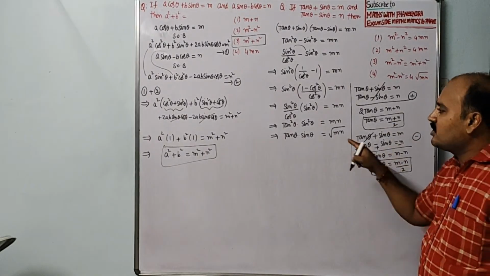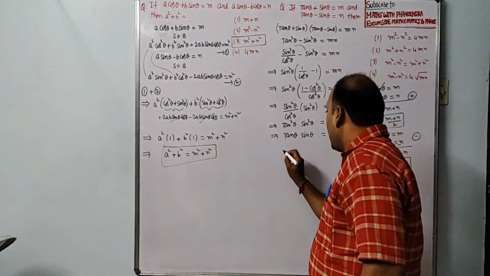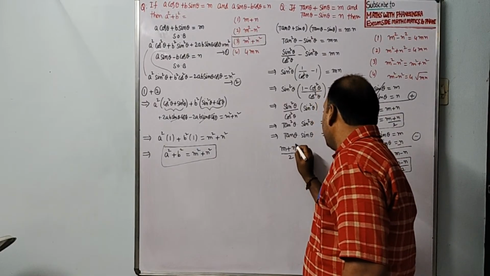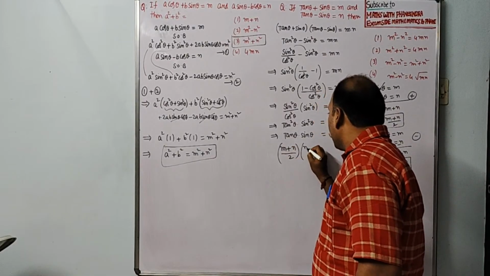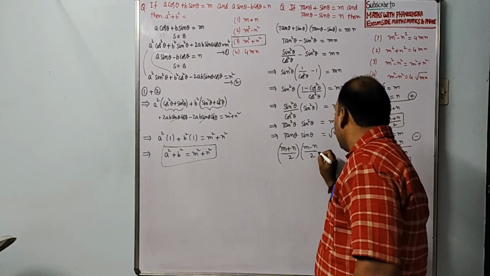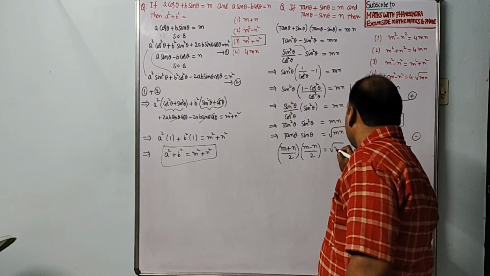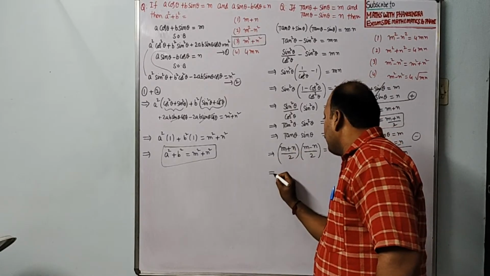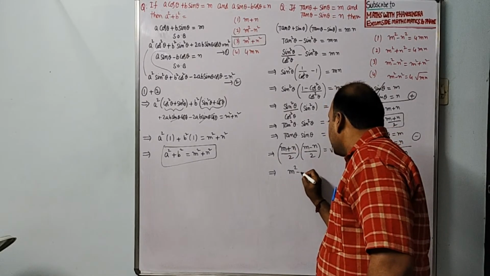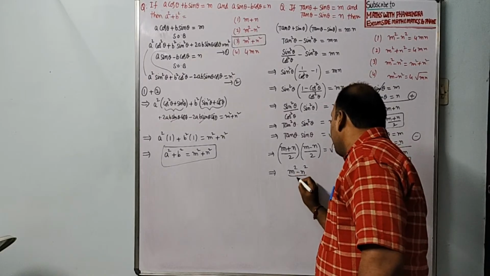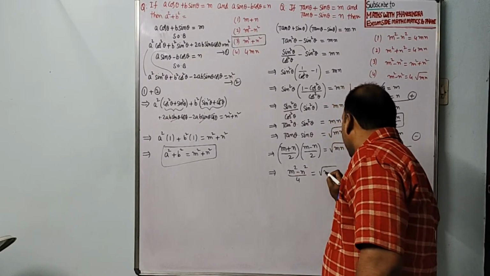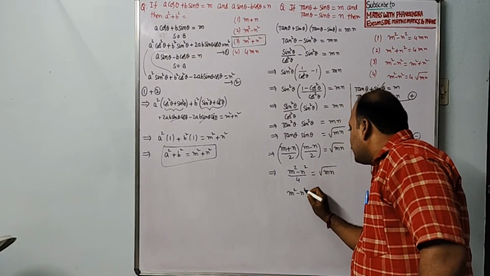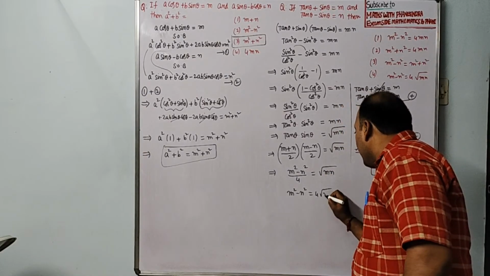These two values substitute in this. So what happens? (m+n)/2 into (m−n)/2 is equal to root mn. So in the numerator, (m+n) into (m−n) is m² − n², divided by 4, equal to root mn. Cross multiply: m² − n² equals 4 root mn.